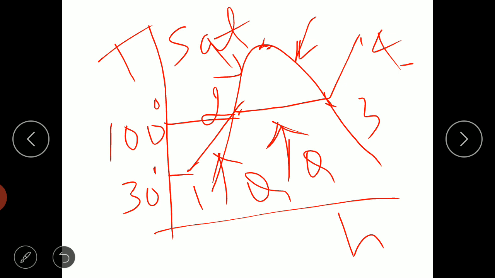So point 2 is indicating saturated liquid, point 3 is indicating saturated vapor. Okay. So 1 to 2 we call sensible heat addition, whereas 2 to 3 we call latent heat addition. Okay. So this is 1 to 2, 2 to 3. 3 to 4 will be superheat addition. Okay. So that will be superheat addition, or again it is a kind of sensible heating also.